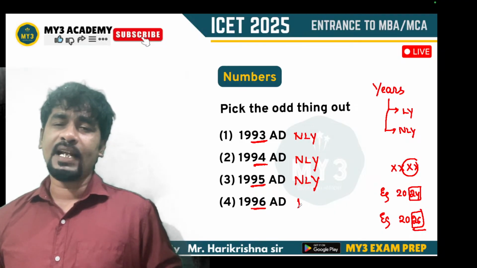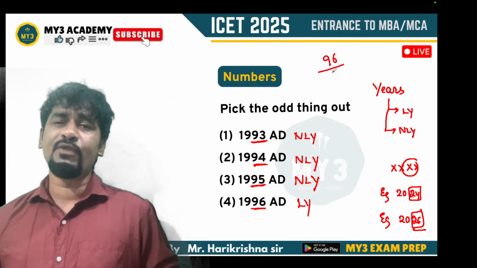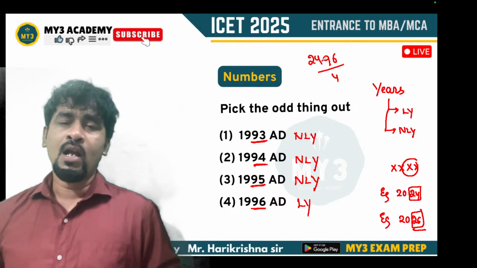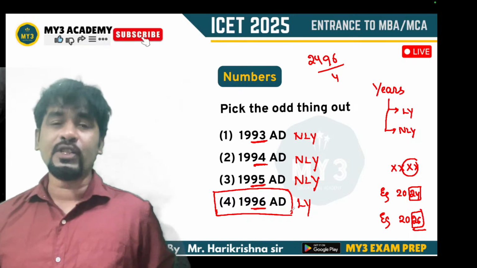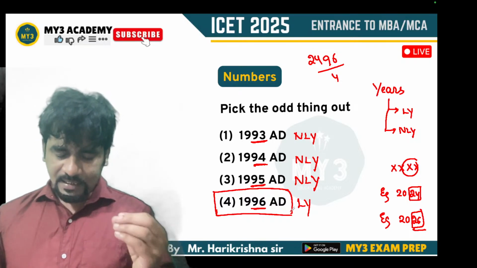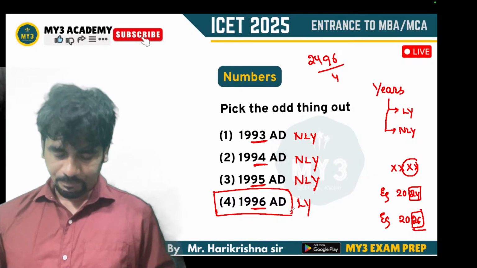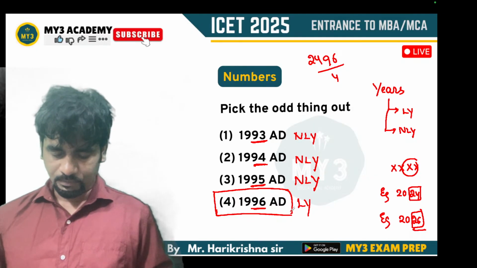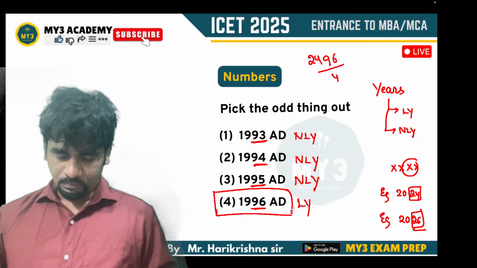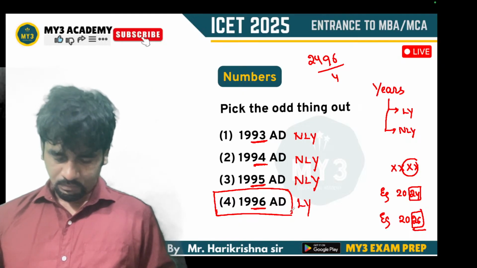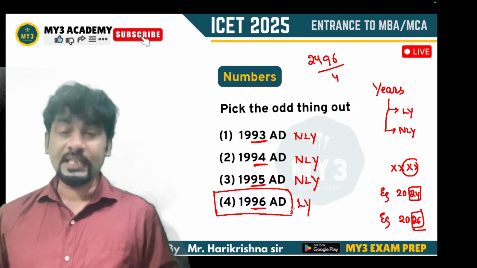So 1996 is definitely a leap year because 96 is divisible by 4, 4 2s are 8, 4 4s are 16. So out of these years, the fourth option 1996 is the only year which is divisible by 4. So that is the reason 1996 AD is going to be the leap year. That's the odd man out. Are you clear? Hope everyone is clear with this.